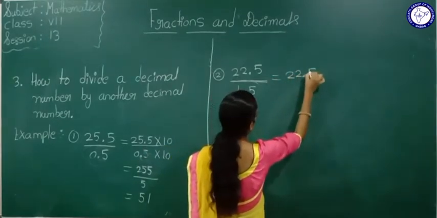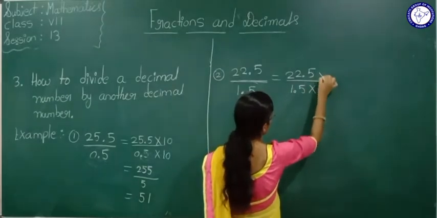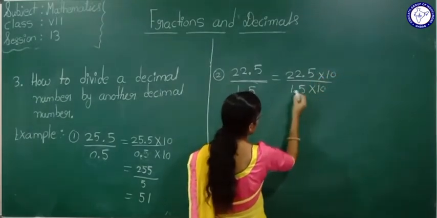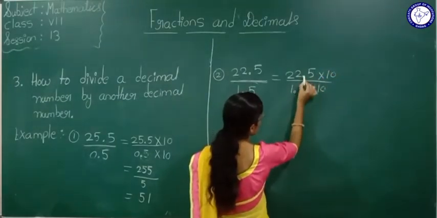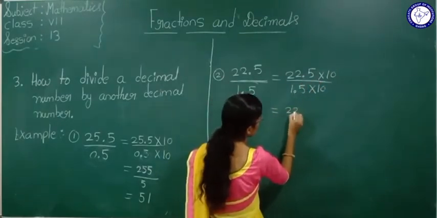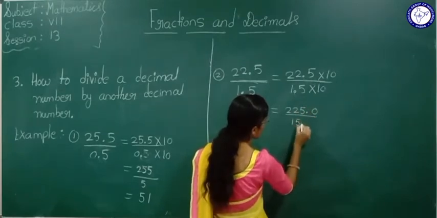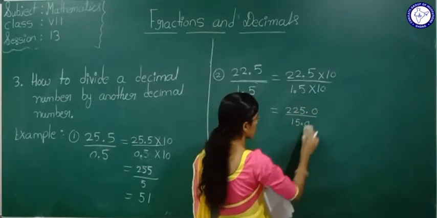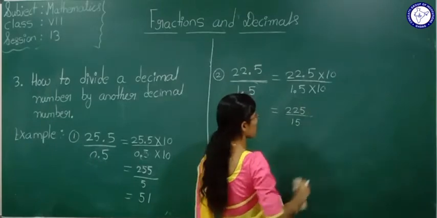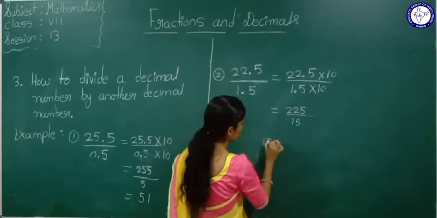22.5 divided by 1.5 multiplied by 10. If you multiply by 10 this decimal point will shift here and this decimal point will shift here. What it will become? 225.0 divided by 15.0. It is same as what? It is same as 225 divided by 15. Now you divide this.